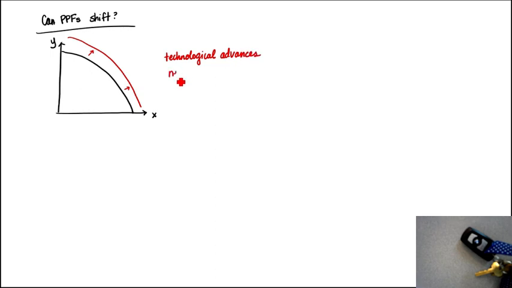Could be about resources, right? New resources are discovered. Maybe we drill for oil and we discover a lot of oil. So we could see PPFs shift out. Usually it's over time. And when you think about it, do you think that PPFs shift out over time for most countries? Do most countries over time have the ability to produce more and more and more? Sure. So when we think about the macroeconomic concept of economic growth, that would be reflected as the PPF shifting out over time.